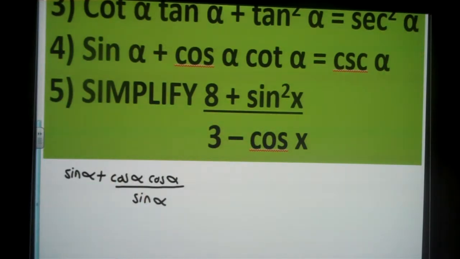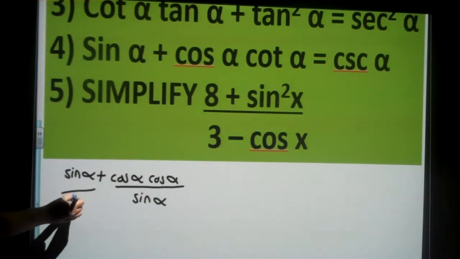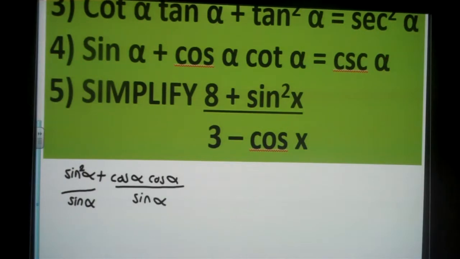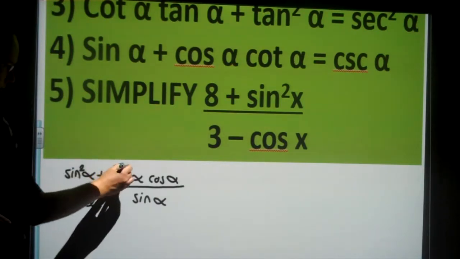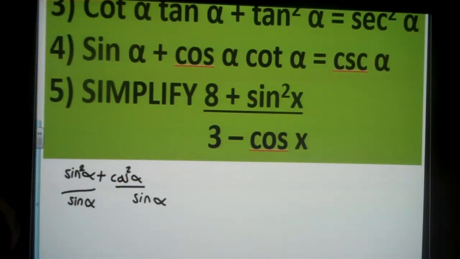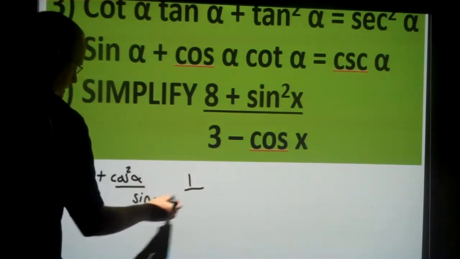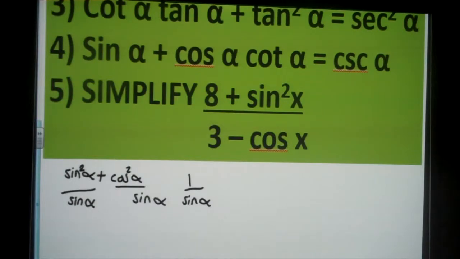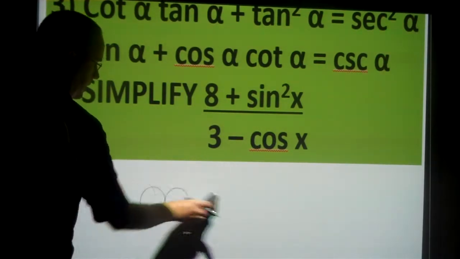So this denominator is sine alpha, so I want this to also be sine alpha. So if I times top and bottom by sine alpha, then that will work. So sine alpha times sine alpha is sine squared alpha. Notice here cosine alpha times cosine alpha is actually cosine squared alpha. And sine squared plus cosine squared is 1 over sine alpha. And 1 over sine, the definition for that is cosecant, so we have actually managed to finish that one as well.